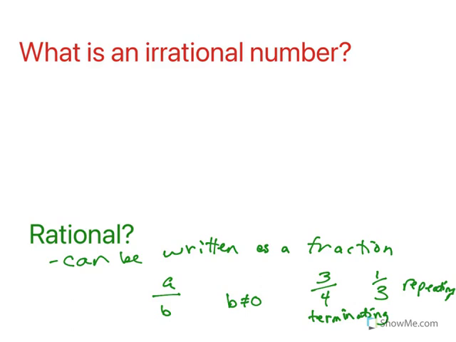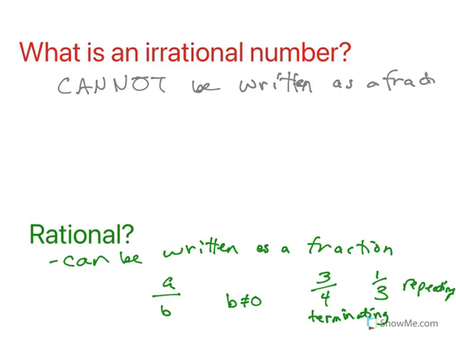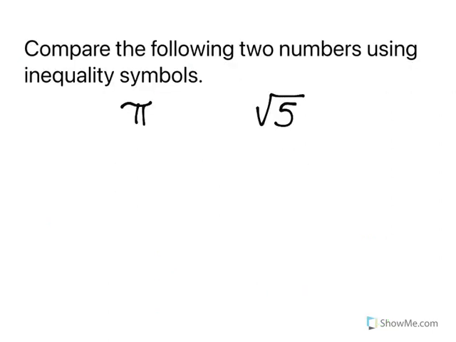So an irrational number cannot be written as a fraction, which is fine. So we're talking about the square root of 3, any square root that is not perfect. We can talk about pi, which we know is 3.14. We can talk about e, which is 2.71. Those kinds of numbers go on forever. I stopped at 2 decimal places, but they go on forever. So let's go ahead and compare.